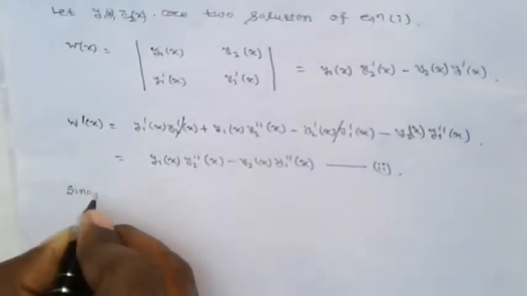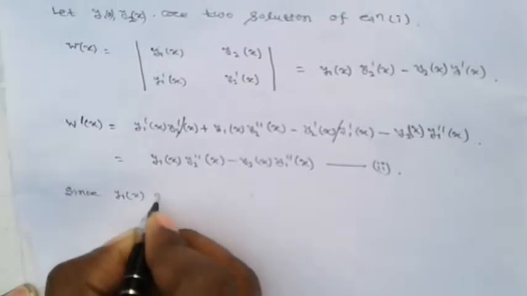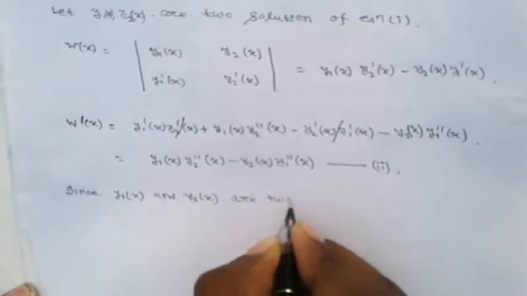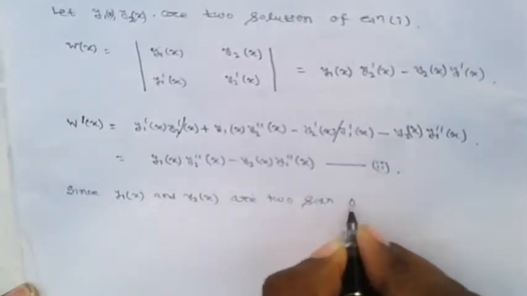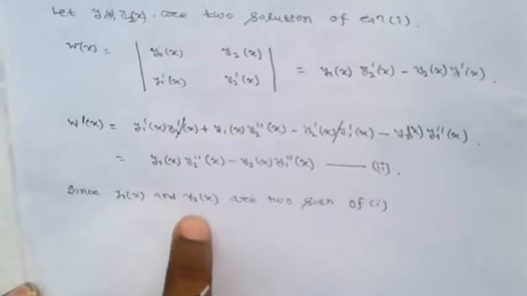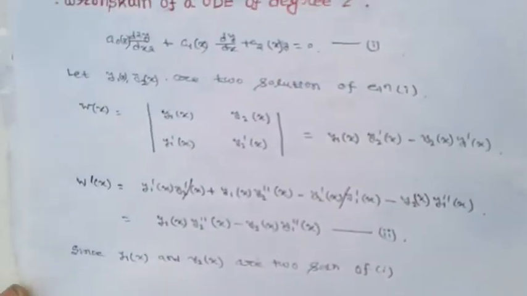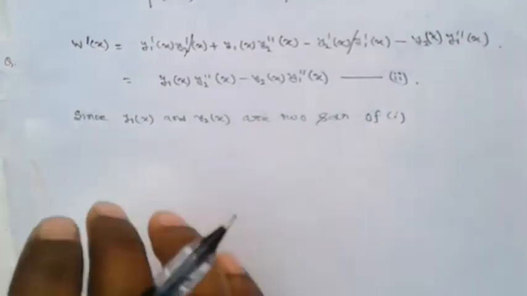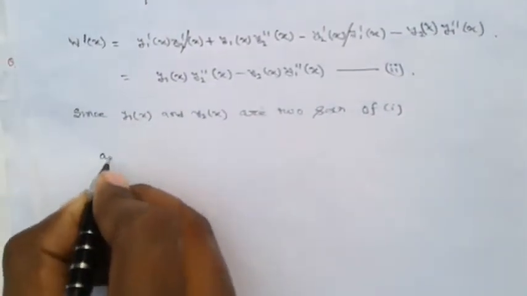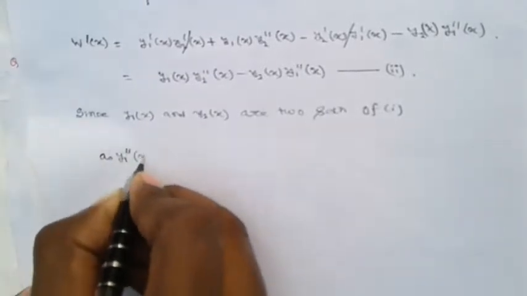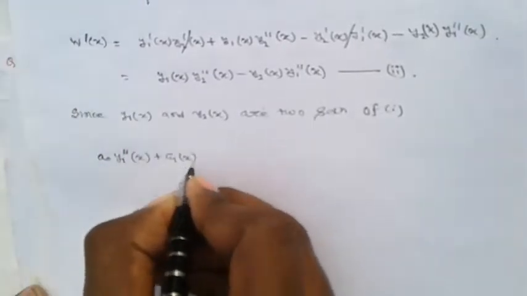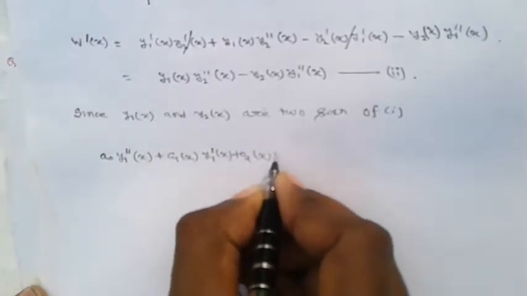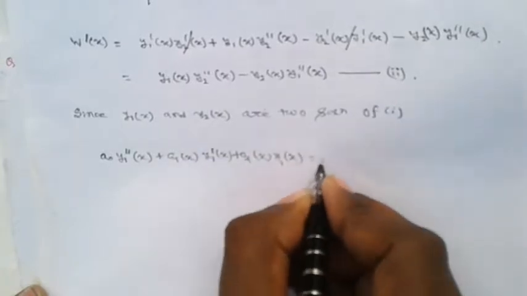Since y1(x) and y2(x) are two solutions of equation 1, since y1 and y2 are two solutions of the given equation, they satisfy the equation. That means a0(x) y1''(x) plus a1(x) y1'(x) plus a2(x) y1(x) equals 0.